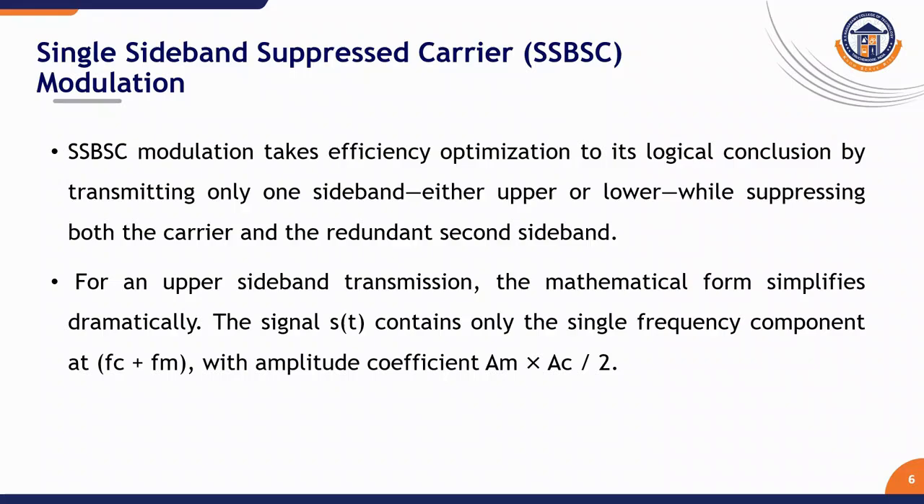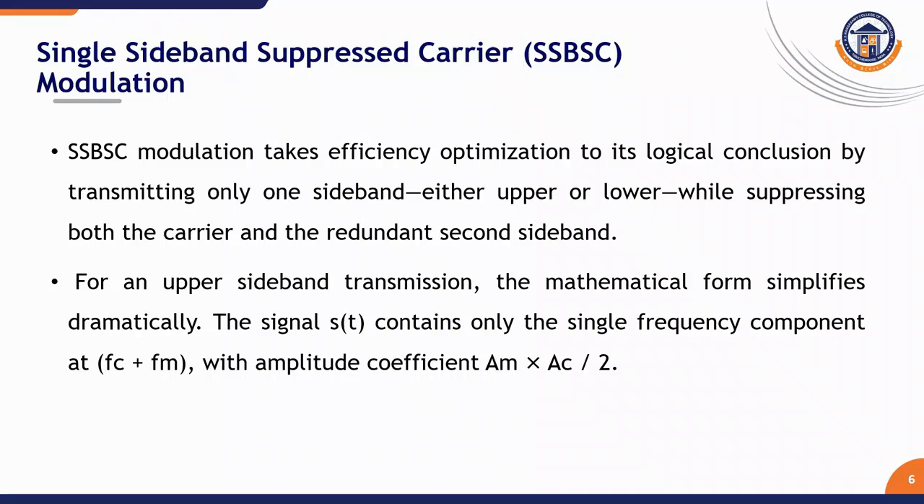Next is the single sideband suppressed carrier. Single sideband suppressed carrier modulation is the most efficient form of amplitude modulation technique. In this technique, both the carrier and one of the sidebands are completely eliminated when compared to DSB-SC. So here only one sideband, either upper or lower, is transmitted. Only one sideband is sufficient to convey the entire information, and hence SSB-SC achieves maximum power and bandwidth efficiency.